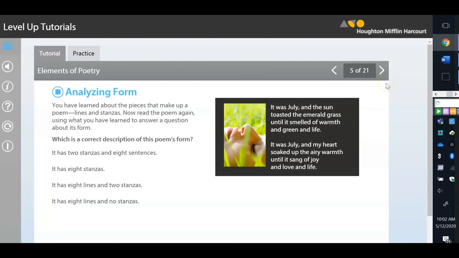You have learned about the pieces that make up a poem. Lines and stanzas. Now read the poem again, using what you have learned to answer a question about its form. Which is a correct description of this poem's form?